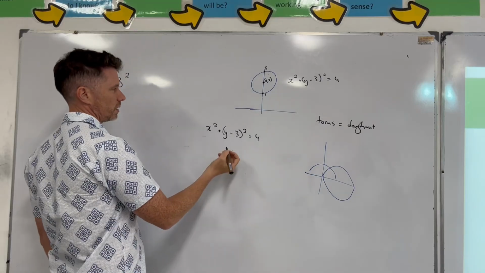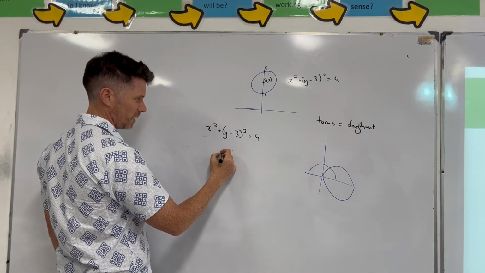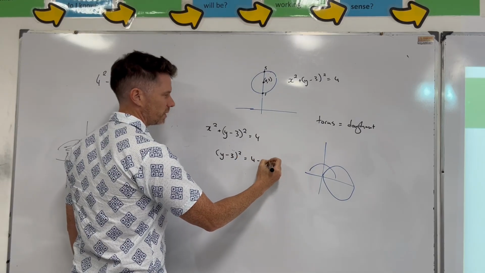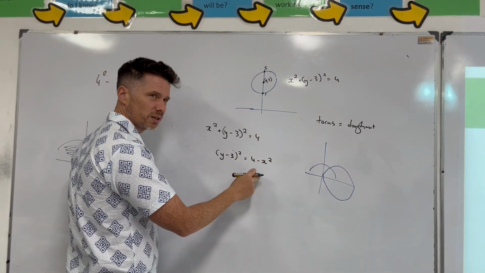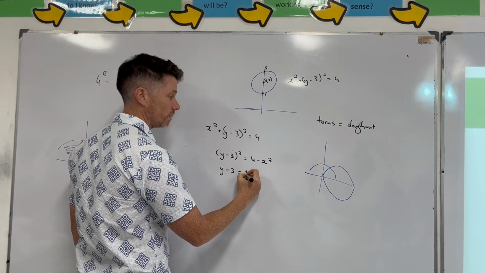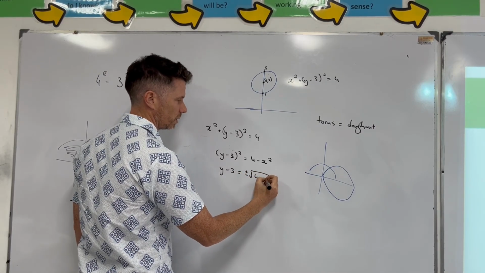I think it might be easier because we're going to have to square root this. If we do this and then square root both sides, y minus 3 is equal to the plus or minus square root of 4 minus x squared.